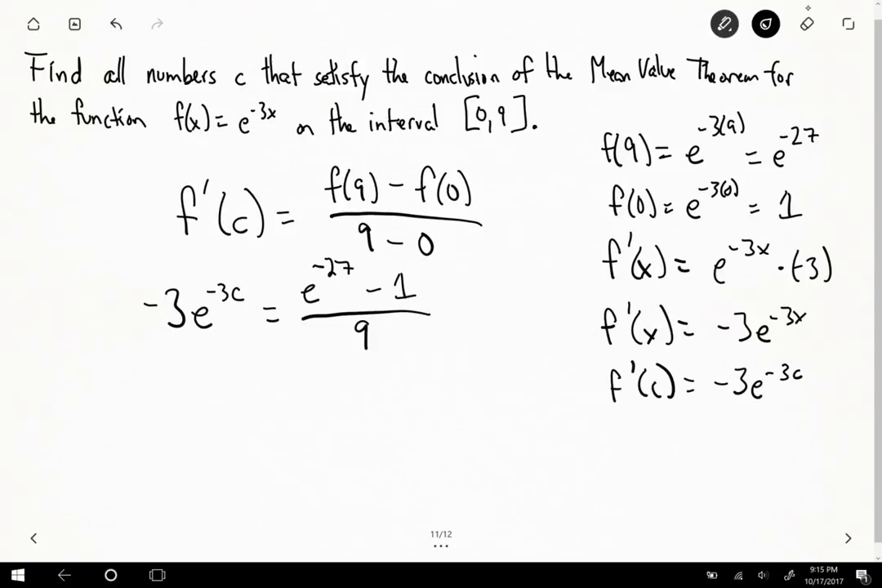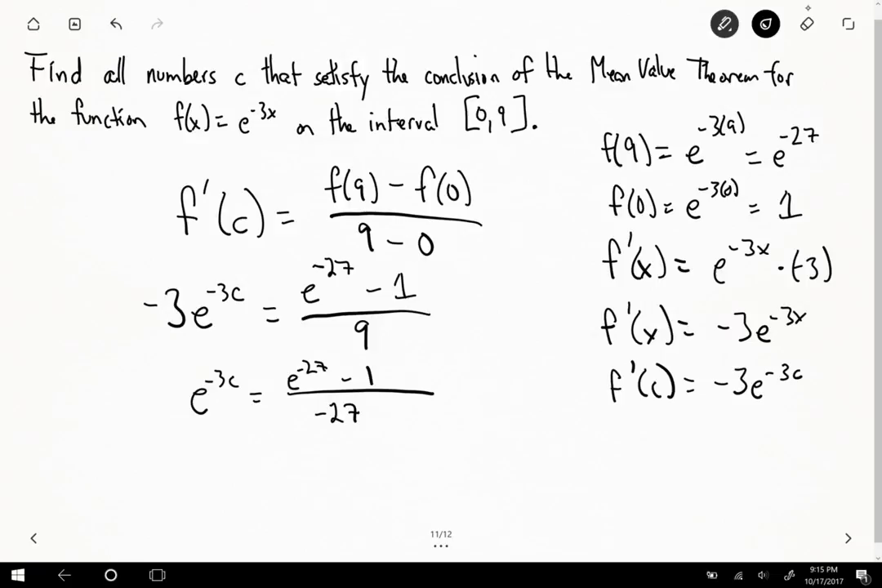So what we'll do first is divide both sides by negative 3. So we get e to the negative 3c equals (e to the negative 27 minus 1) all over... When you divide by negative 3, 9, that it goes in there with the 9 in the denominator, so this becomes negative 27 down in the denominator.